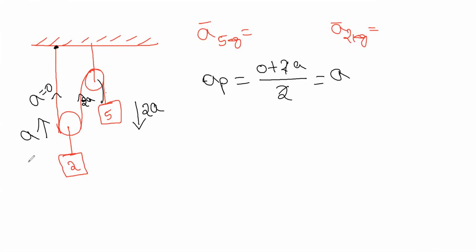You can find it by this method also. Since the point is fixed over here, the acceleration of the rope I am talking about is 0, because here the rope is not moving. This side rope is moving. If the rope is moving, then you have to take that acceleration. And since it is moving upwards, all are plus.